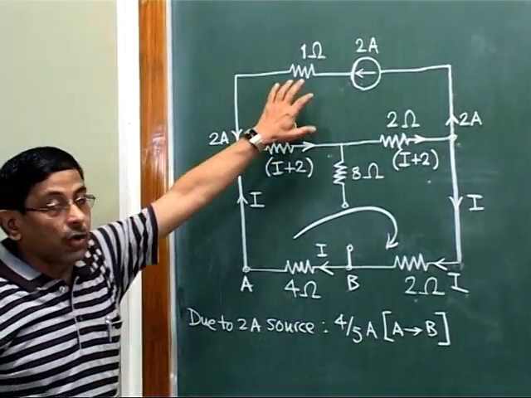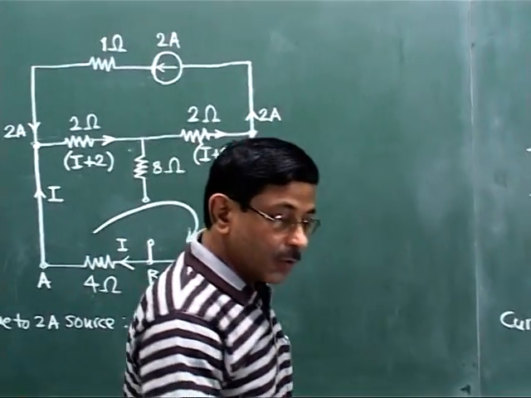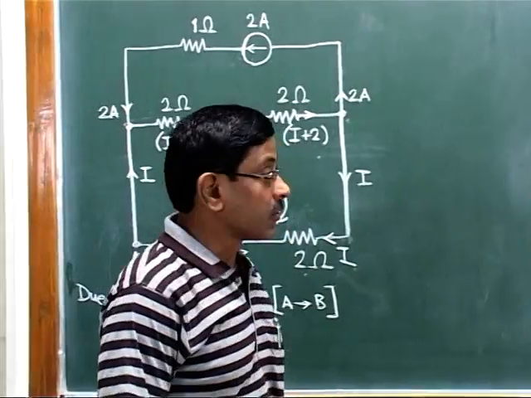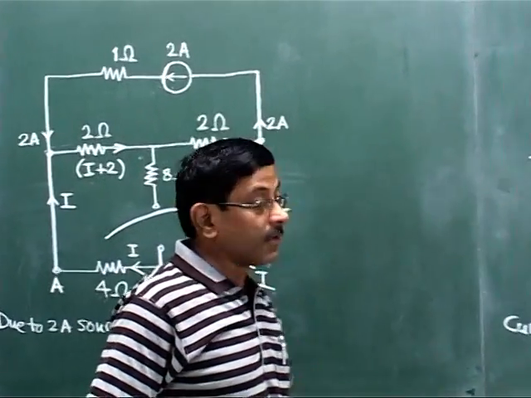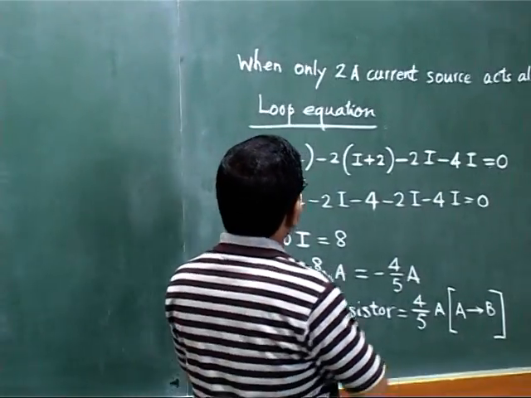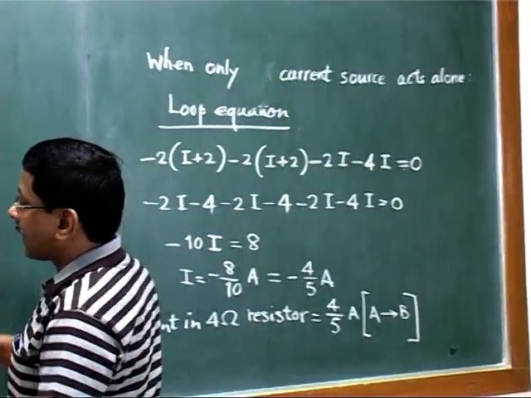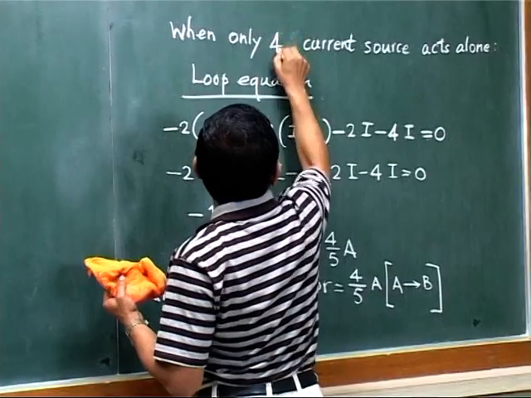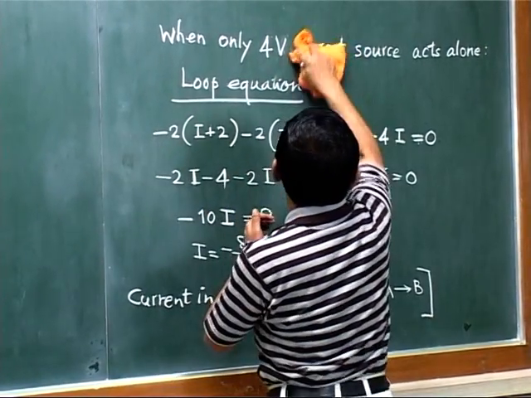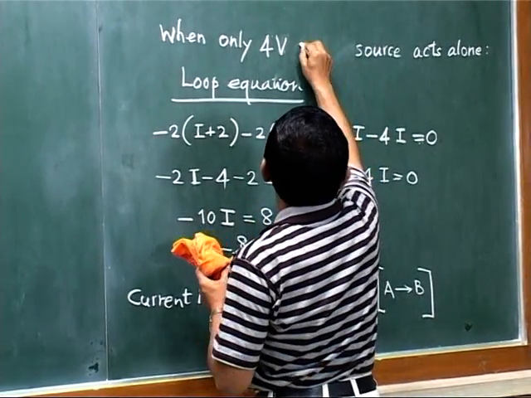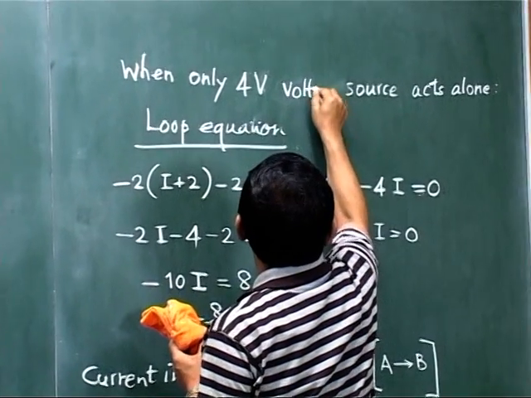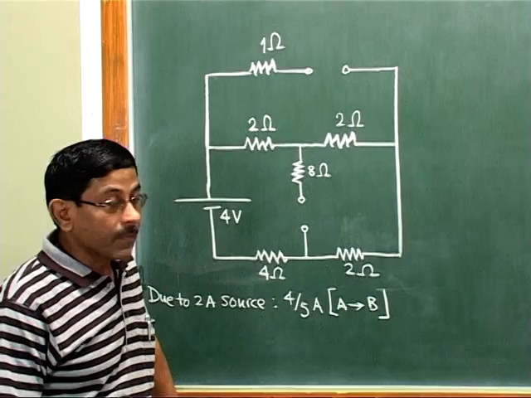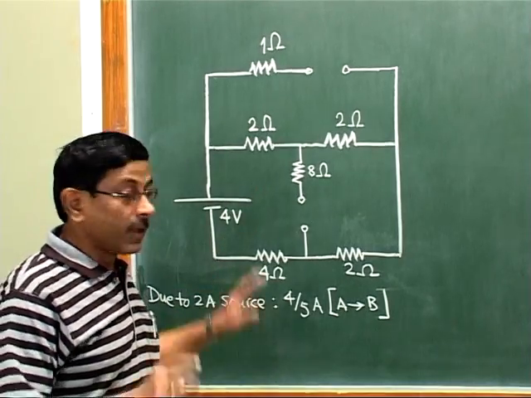Okay, so first job is over. Okay, now let us move to the second battery or second source. So we don't need all this now. Here I will write, when only, say let us take now that this 4 volt battery is acting. So 4 volt, but now it will be a voltage source. So this will be our circuit that we will use now.